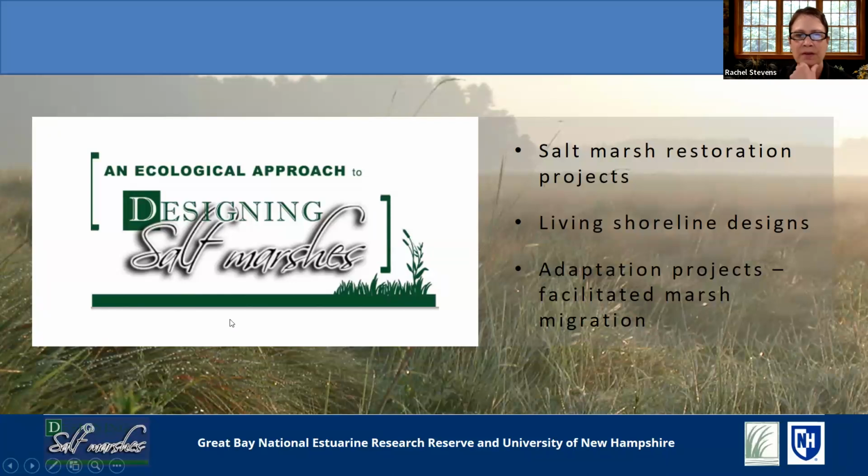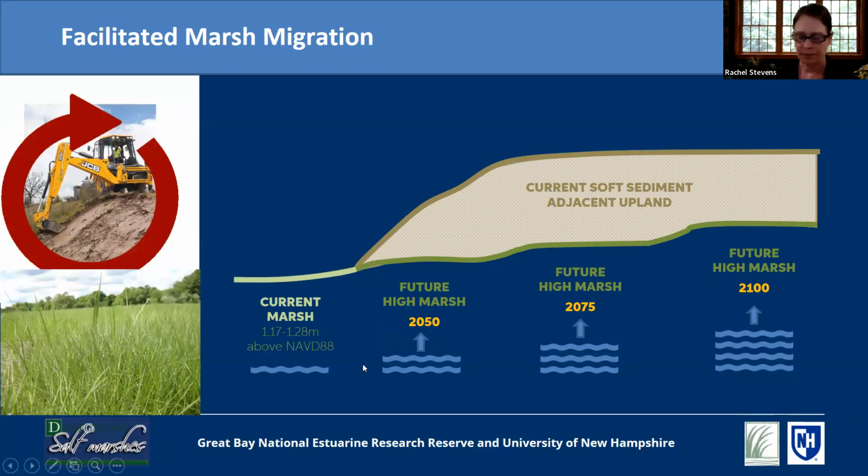So as we said, we're hoping that this data might be helpful for restoration design for living shorelines and potentially adaptation projects, specifically facilitated marsh migration. There aren't any facilitated marsh migration projects actually taking place right now, but we're considering it, where there are opportunities to lower the upland that borders a marsh that might not be able to migrate because of topography. This is where you're next to soft sediment sites like agriculture, a recreational field, or something like that.